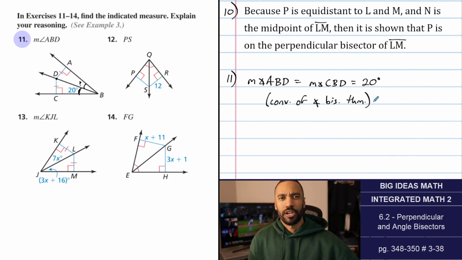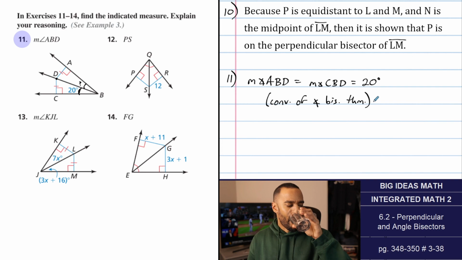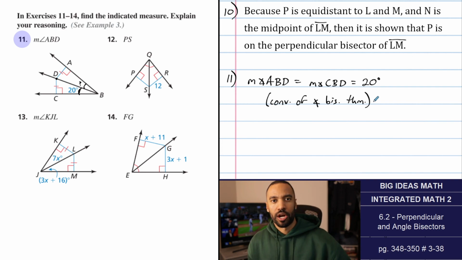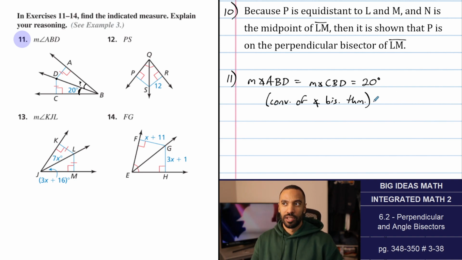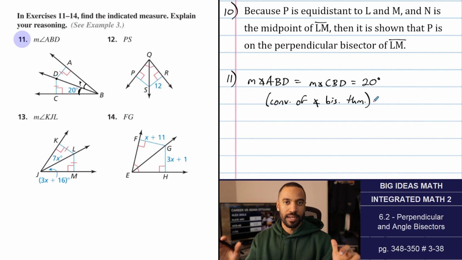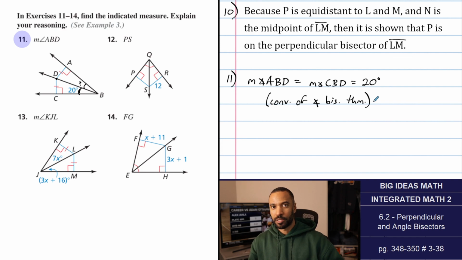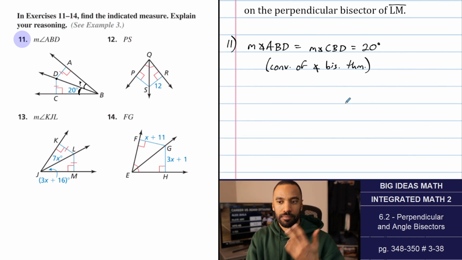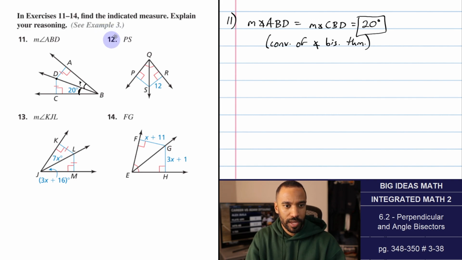You might be curious, Mr. Robinson, how do you remember which one is the original theorem, which one's the converse? The original theorem starts with: if it's a perpendicular bisector, then, or if it's an angle bisector, then. The converse states: if something, then it is a perpendicular bisector, or then it is an angle bisector. So the original theorems start with the condition being that it is a perpendicular bisector of some sort. So this is the converse because we determine it is an angle bisector because of the information we have.